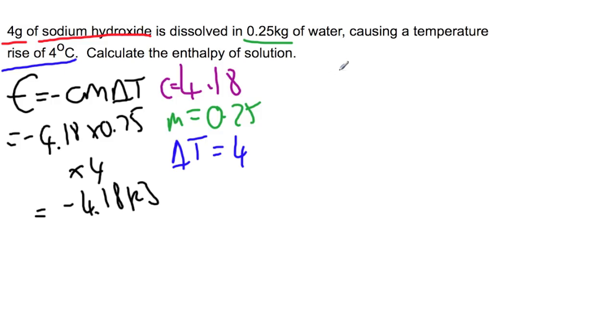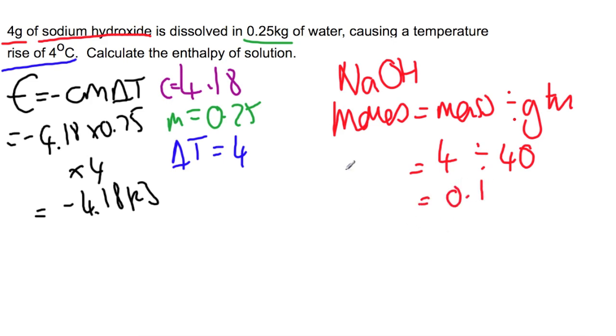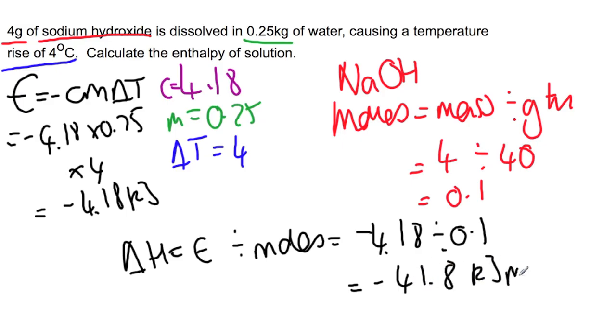And that is for 4 grams of sodium hydroxide. We need to find for a mole of sodium hydroxide. So first of all, we need to calculate how many moles of sodium hydroxide we used. So we have moles equals mass divided by gram formula mass. So the mass is 4, gram formula mass of 40, giving you 0.1 moles used in this experiment. Delta H is the energy divided by the moles. So that's negative 4.18 divided by 0.1 to give you negative 41.8 kilojoules per mole.